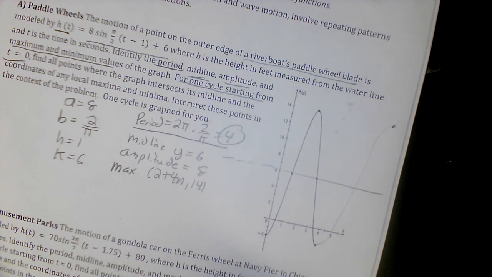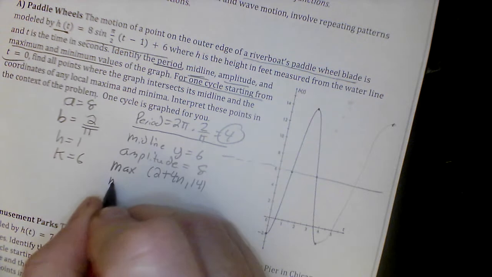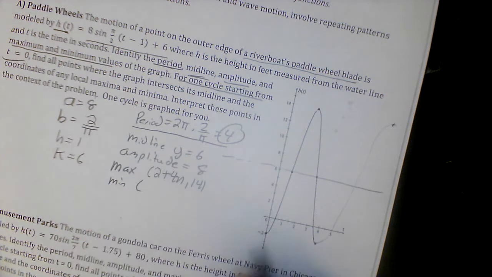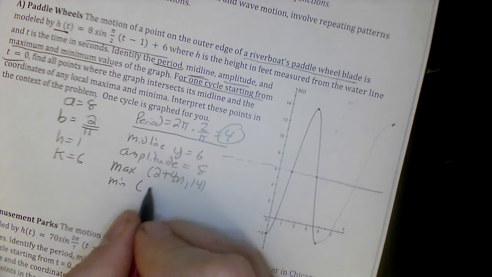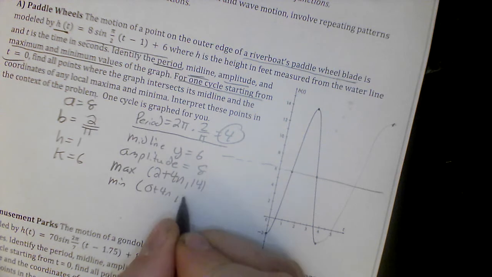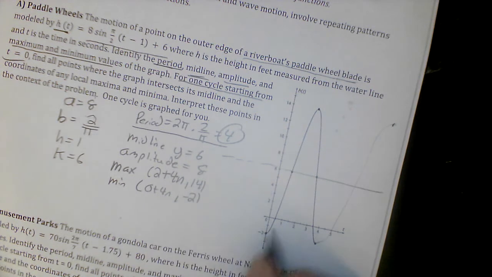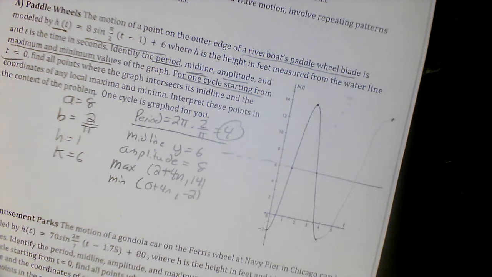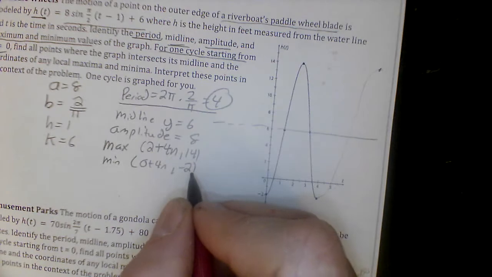What else do we need? We need minimum, so I'll say minimum. Looks like we've got 0 plus 4n, and what is that, negative 2, which makes sense. If the paddle wheel is going to push a boat, it has to go underneath water. And do we miss anything? For one cycle, it's graphed. I think we got everything already.